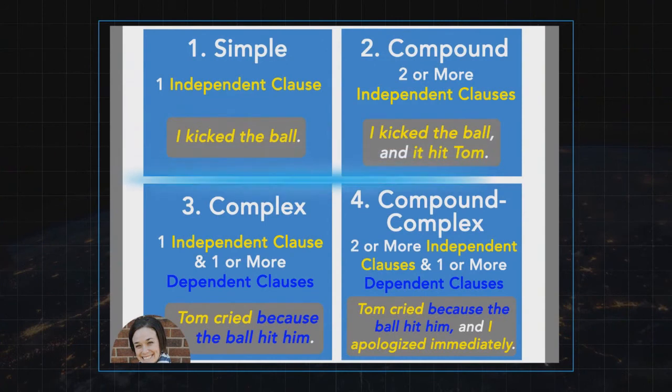Thank you so much, guys. And for the summarization of our report, we discussed the four sentence structures: the simple, compound, complex, and the compound-complex sentence. A simple sentence should have one independent clause. A compound sentence should have two or more independent clauses. A complex sentence should have one independent clause and one or more dependent clauses. And the compound-complex sentence should have two or more independent clauses and one or more dependent clauses.